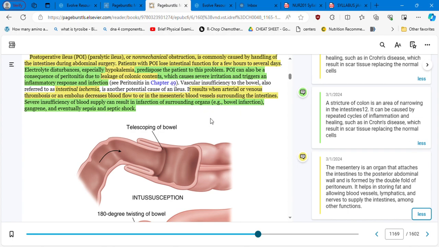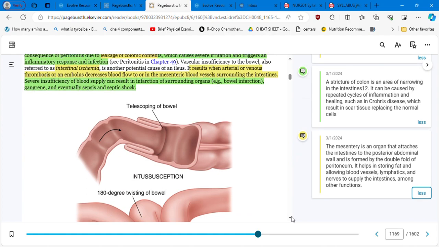Let's go back to the text. So then we have it results when arterial or venous thrombosis, we were talking about intestinal ischemia, or an embolus. Okay, so we have a thrombus or an embolus that is stuck there and is provoking lack of circulation, lack of oxygen. That is why it's called ischemia. It decreases blood flow in the mesenteric vessels surrounding the intestines. Okay, we got this concept.